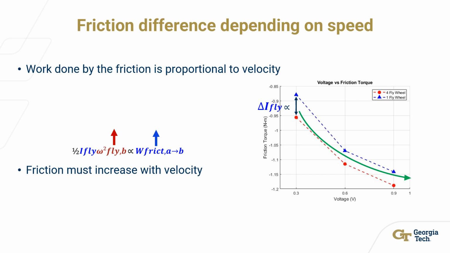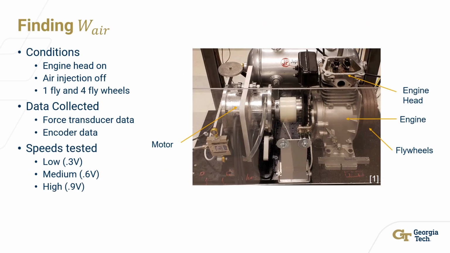However, this cannot be confirmed without gathering data at higher voltage values. With work friction and I-fly calculated, work error could be found by analyzing 4 cycles of an engine. With the engine head on and the air injection off, the force transducer data and the encoder data were collected at 3 different speeds: low, medium, and high.